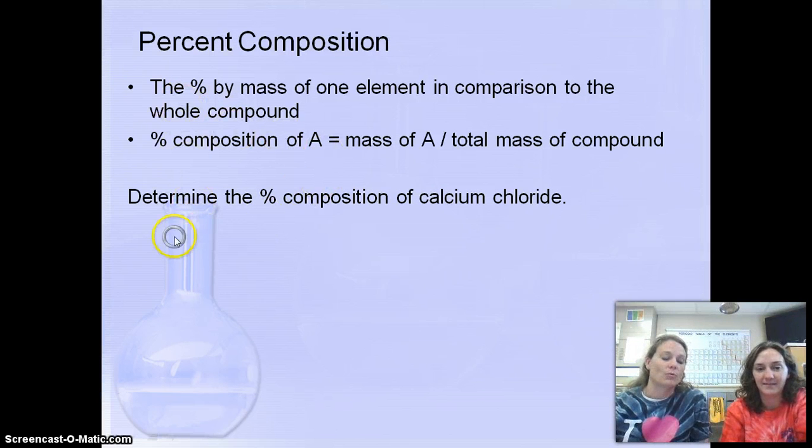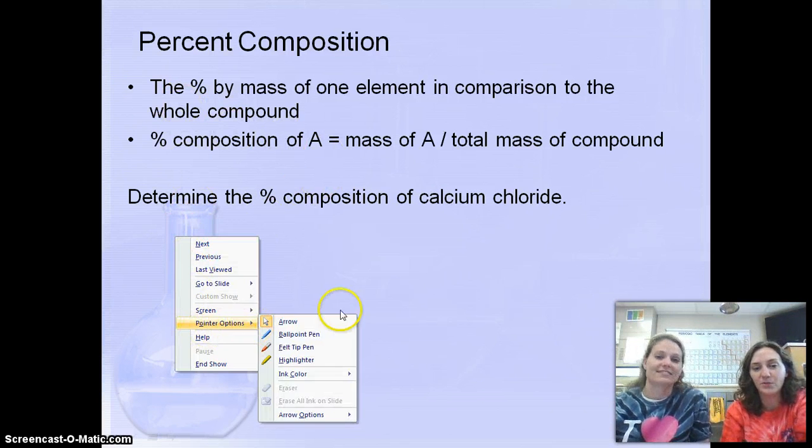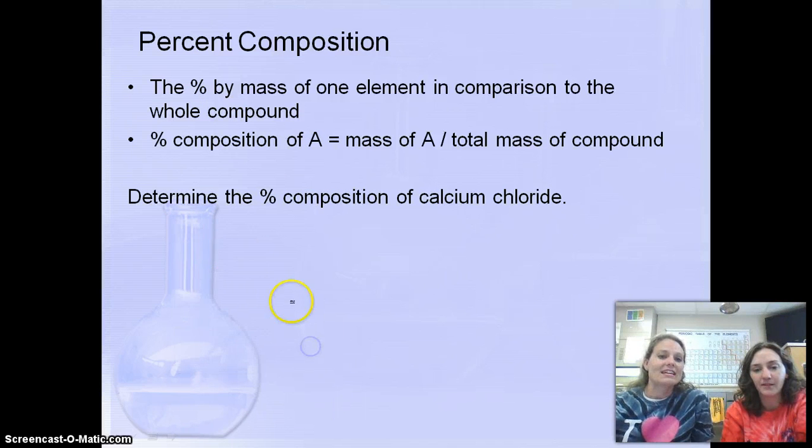Percent composition. Well, we think it's easy. You can do a percent. It is the percent by mass of one element in comparison to the whole compound. So you're going to have percent composition of A is equal to the mass of A divided by the total mass of the compound.